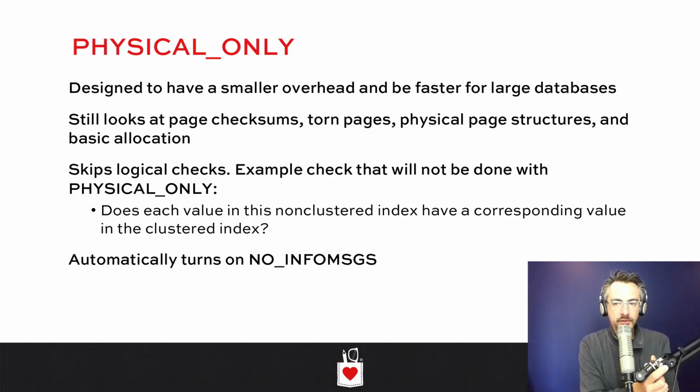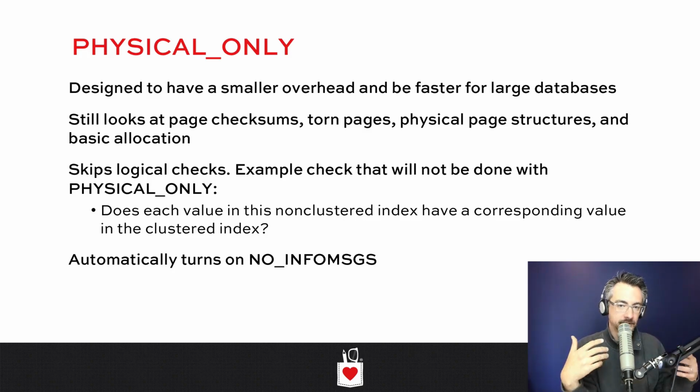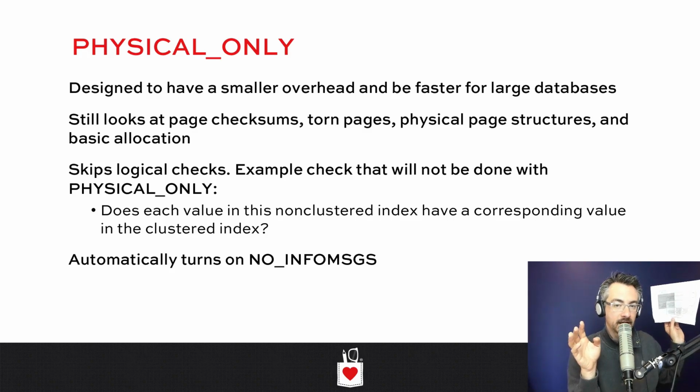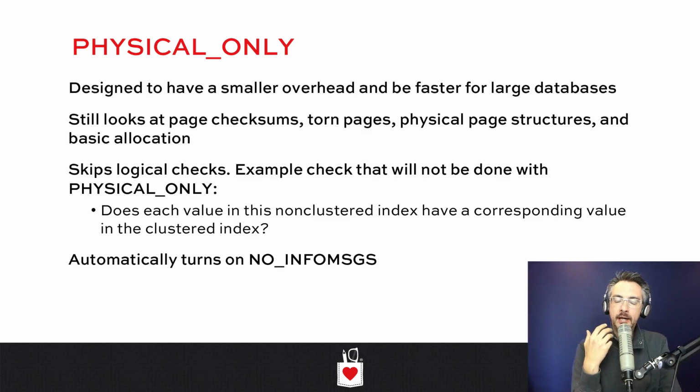The next parameter is physical only. Now, extended logical checks does more work. Physical only does less work. It says, don't worry about Febtober. Don't worry about Toyotathon. Don't worry about bad data in indexed views, or non-clustered indexes compared to clustered indexes. Just go through and look at every 8K page and tell me if the checksums are right or not. Most of the time, this will catch most of the corruption errors, but not all of them.